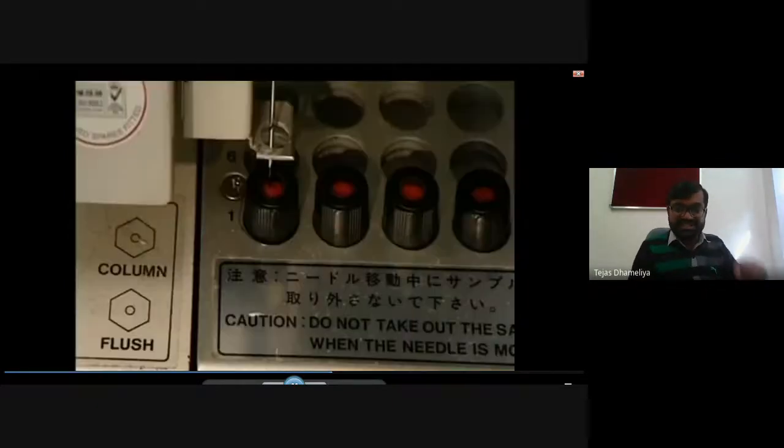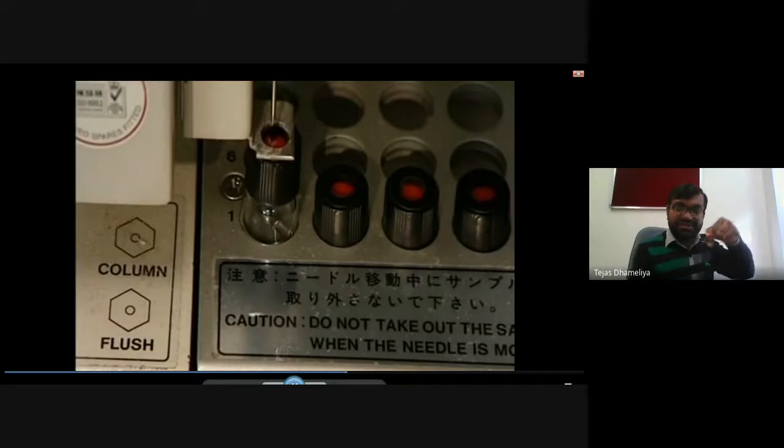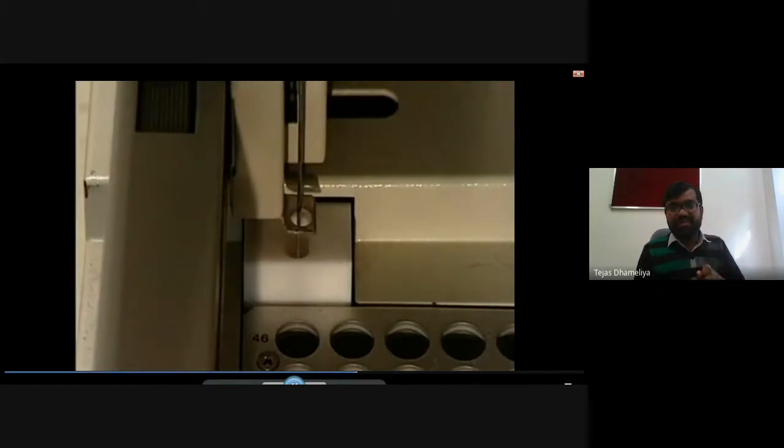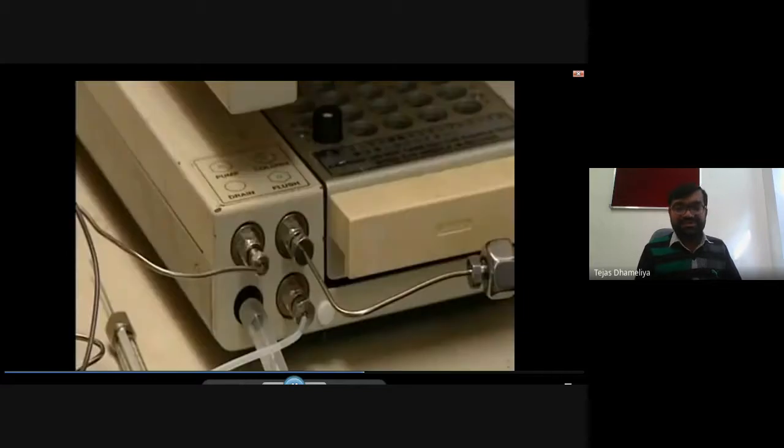This is a robotic arm of this instrument, which contains a needle which will suck the solvent from this vial, and that sucked solvent will enter into the column. It will be pumped into this column, and we can achieve the separation through the column.